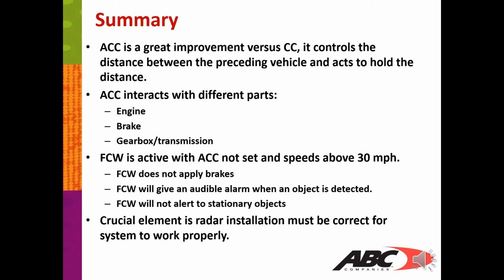FCW, or Forward Collision Warning, is active with ACC not set and speeds above 30 miles per hour. FCW does not apply the brakes. FCW will give an audible alarm when an object is detected. FCW will not alert to stationary objects. A crucial element is that radar installation must be correct for the system to work properly.